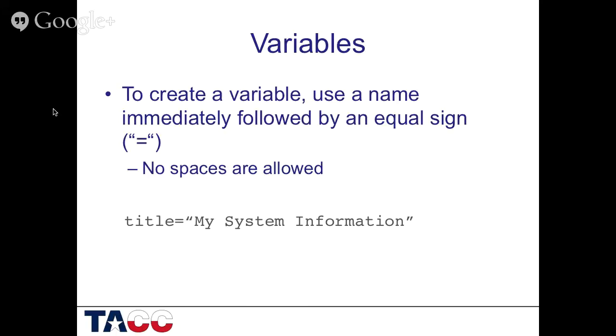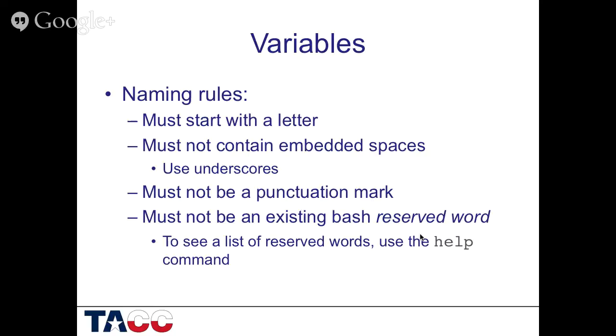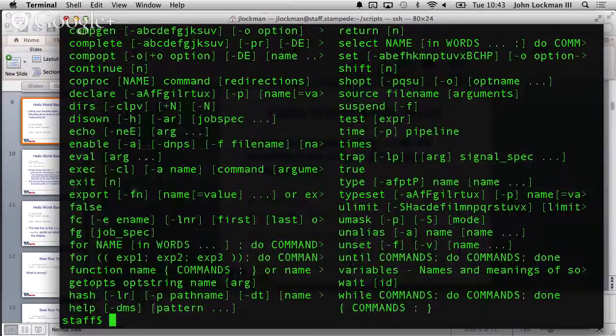When creating variables, use a name immediately followed by an equal sign. No spaces are allowed in between, just like we did here: title equals my system information, all in quotes. A couple of naming rules for variables in Bash: they must start with a letter, not a number, very similar to C. They cannot contain embedded spaces; use underscores or dashes instead. They cannot start with a punctuation mark, and they cannot be an existing Bash reserved word. We saw how to see some of the reserved words by typing help on the command line. So I can't make a variable named echo and overwrite the existing echo command. Easy enough. Let's do some more.